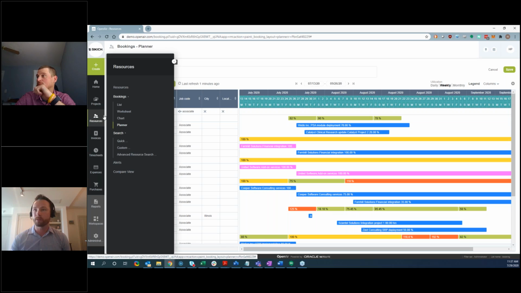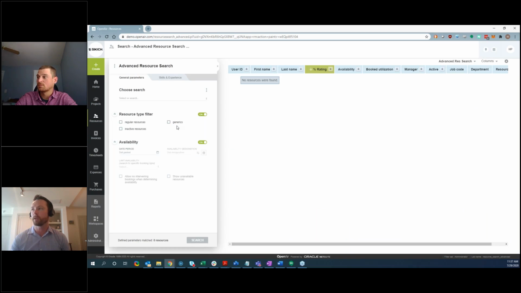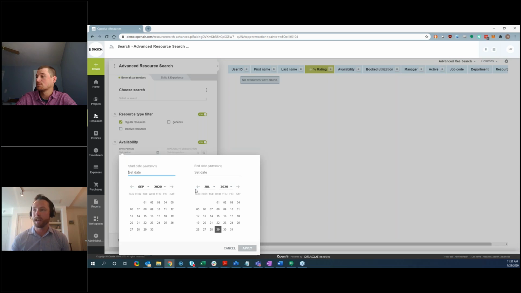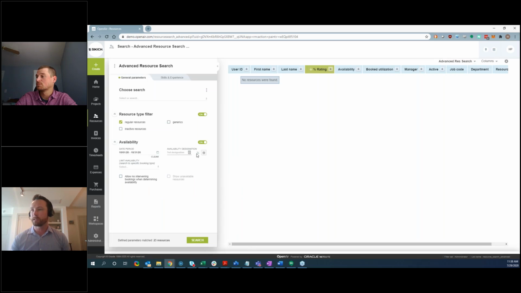So if I go back to this resources tab and go to advanced resource search, this will take me to a screen where I can build criteria and query the system and figure out who can meet the demands of the job. The first thing I'll select is what is the availability that I need. So let's say I know I have a project that's kicking off in October. So I'll say maybe it's starting October 1st and going to the end of the month. I know I need somebody for 50% of their time.